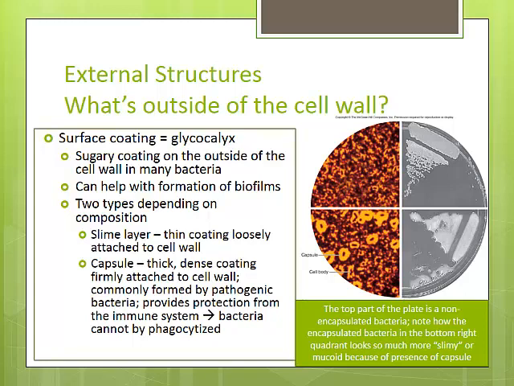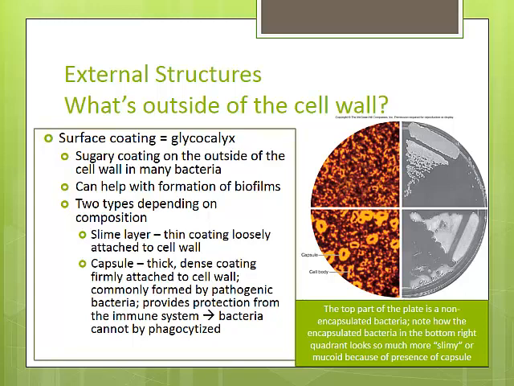We have a surface coating known as the glycocalyx, and a few slides back I mentioned that a glycocalyx is something that most bacteria have. So this is not something that's in all bacteria, but most bacteria are going to have this surface coating. It's this sugary coating on the outside of the cell wall that's found in many bacteria. And it can help with the formation of biofilms. And there are two types depending on what they look like or what they're composed of.